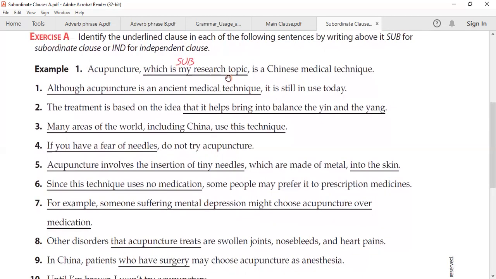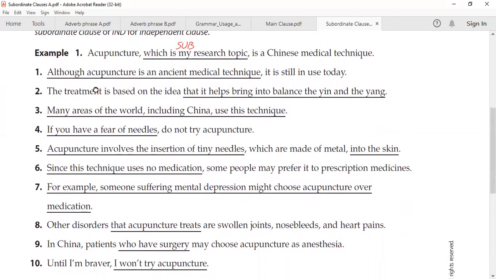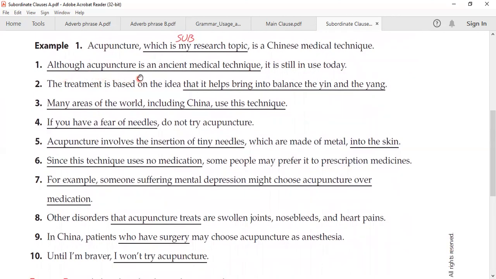So the first one here: acupuncture, which is my research topic, is a Chinese medical technique. Which is my research topic. This clause is a subordinate clause. Okay, next one: although acupuncture is an ancient medical technique, it is still in use today. The first clause here is a subordinate clause.